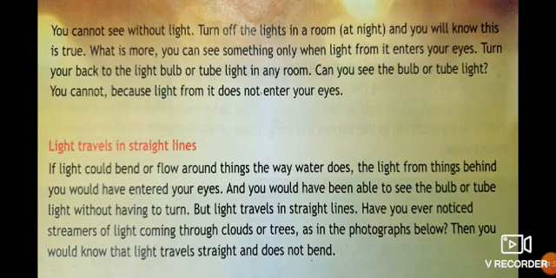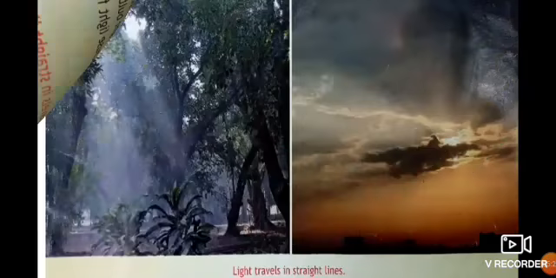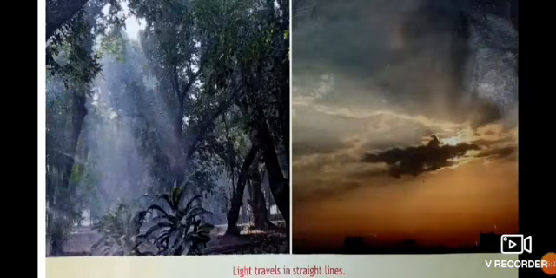How does light travel? Light travels in straight lines. Have you ever noticed streamers of light coming through clouds or trees, as in the photographs below? Then you would know that light travels straight and does not bend. You can see in the picture, see how straight the light falls to the ground.